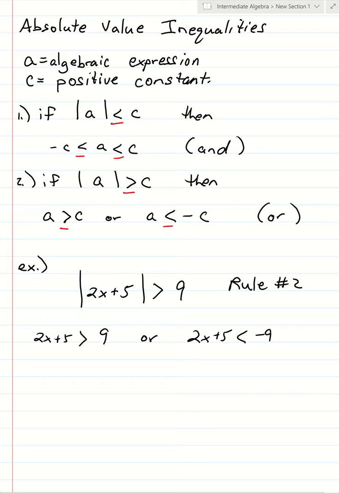Let's now solve this or compound inequality. I'll start by subtracting the 5 over. We subtract 5 from both sides, which gives us 2x is greater than 4. When we divide both sides by 2, we get x is greater than 2. Or, for the second part, we subtract 5 over, giving us 2x is less than negative 14. As we divide both sides by 2, x is less than negative 7.